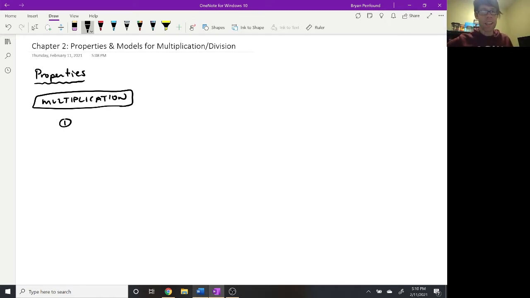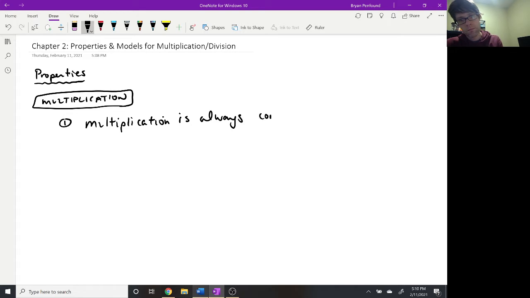Multiplication is always commutative. In other words, it doesn't really matter the order that our two numbers come in. I could do 3 times 4, or I could do 4 times 3, and we're going to end up with the same final product of 12. So remember, that's what it means for an operation to be commutative. The order of those two numbers doesn't matter.